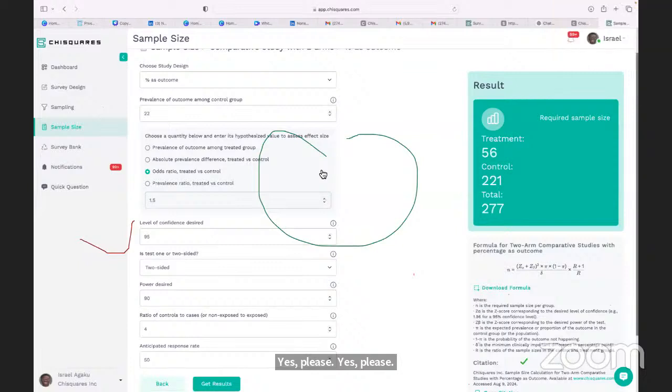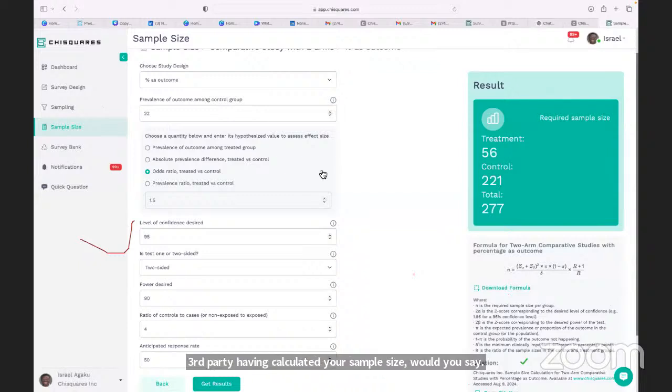Yeah, thank you very much, Professor Agaku. I just want to follow on from the question the last but one person asked about case control studies. I wanted to ask, having calculated your sample size, would you say a study that has a 1:4 ratio of cases to controls would be more powerful than one that has maybe a 1:1 ratio?